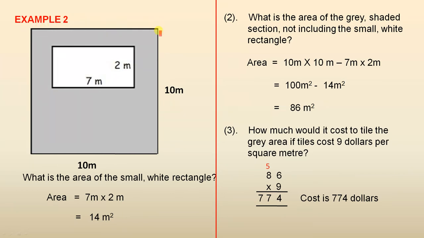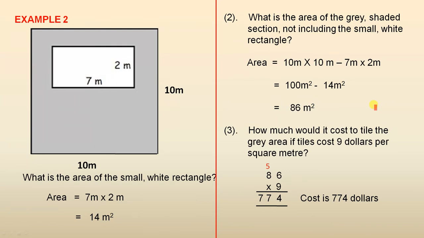So we have a look at this shape here, which is actually a square. 10 metres by 10 metres gives you a square. So let's work out the area of that square first, and then we subtract this white area. That will leave us with the grey area. So the area of the entire square is 10 metres by 10 metres. The area of the small rectangle is 7 metres by 2 metres, so that's 100 square metres minus 14 square metres is 86 square metres. So that is the area of this grey area.